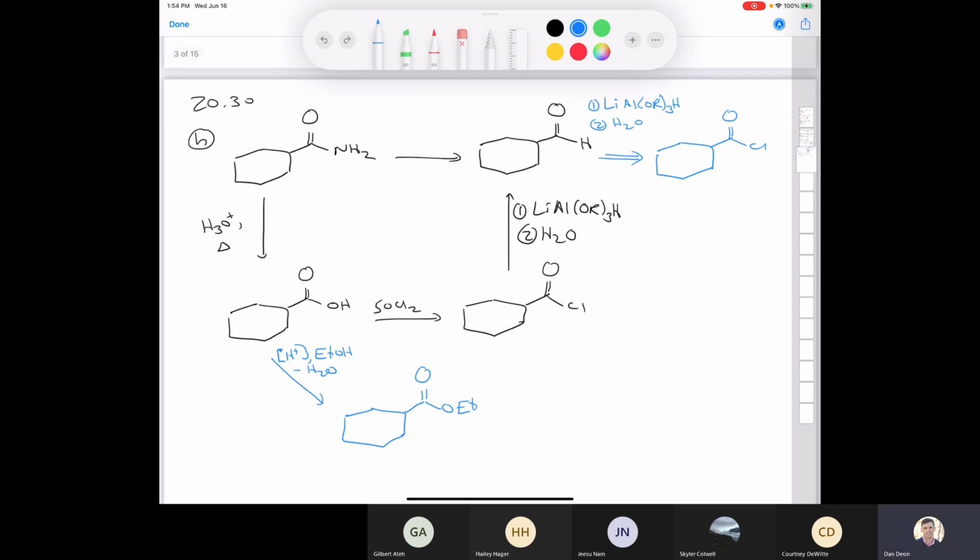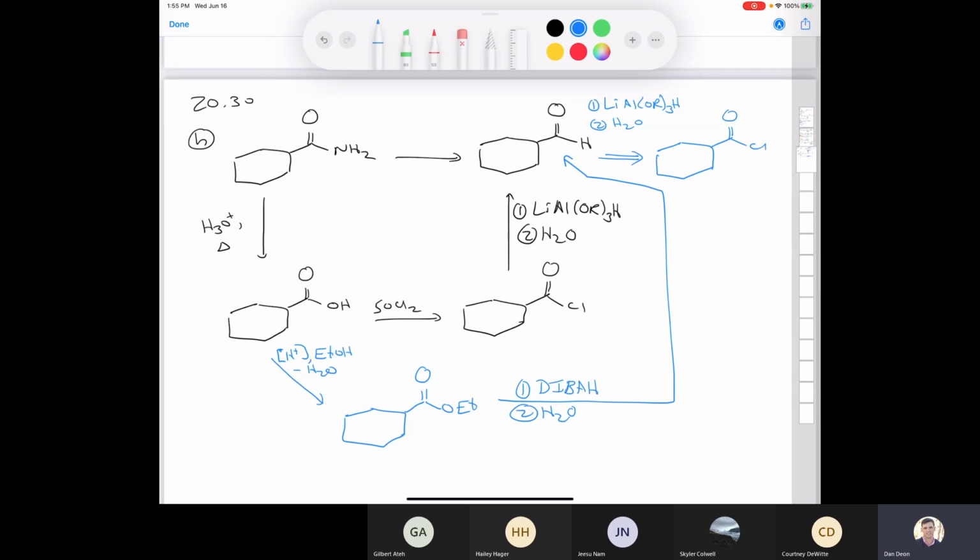That kind of looks like a curved arrow, doesn't it? So maybe I'll just, okay? You could do that by treating with diisobutyl aluminum hydride. So that's DIBAL, diisobutyl aluminum hydride, followed by treatment with water. And both of those ways are perfectly legitimate for making the aldehyde.